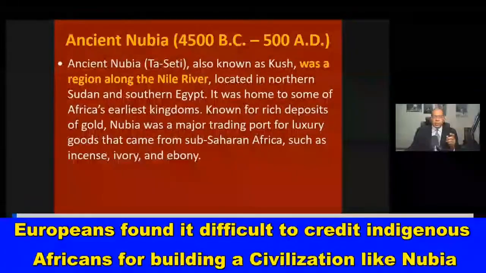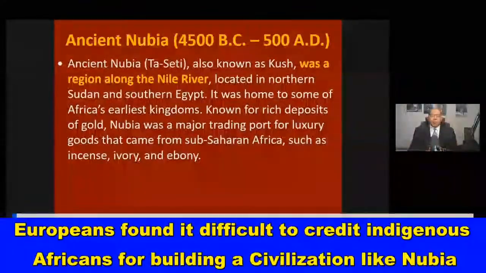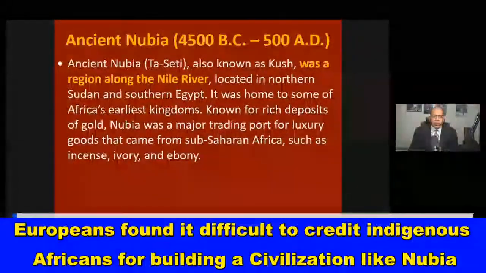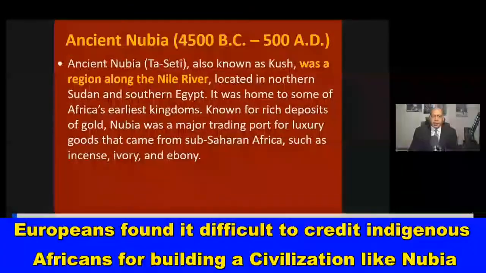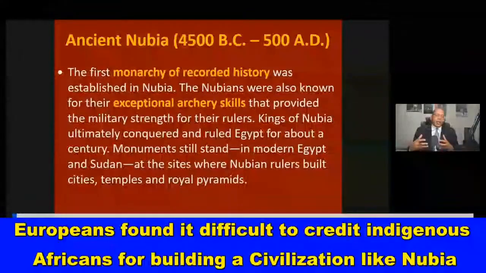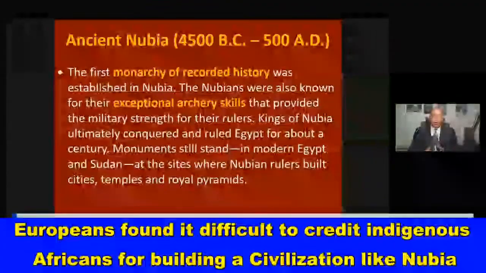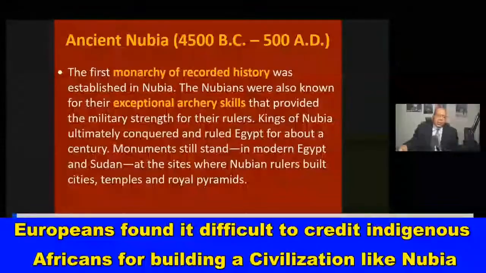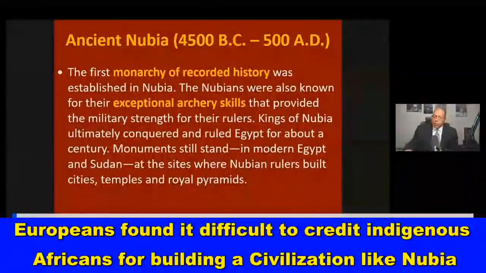So when we look at Nubia, it was home to some of Africa's earliest kingdoms, known for rich deposits of gold. Nubia was a major trading port for luxury goods that came from sub-Saharan Africa, such as incense, ivory, and ebony. The first monarchy of recorded history was established in Nubia. The Nubians were also known for their exceptional archery skills that provided the military strength for their rulers.